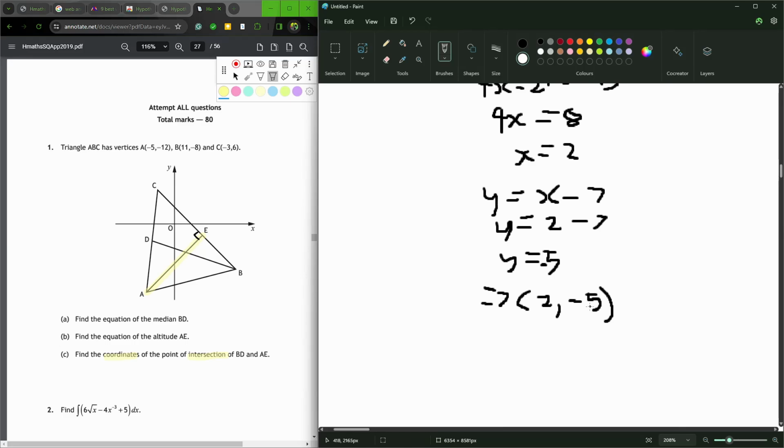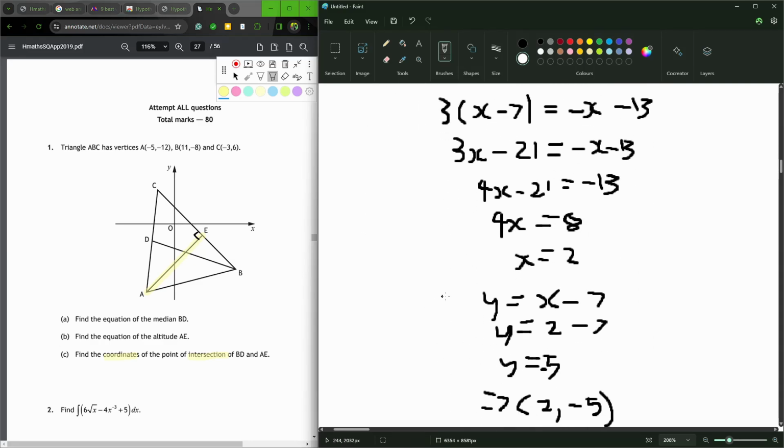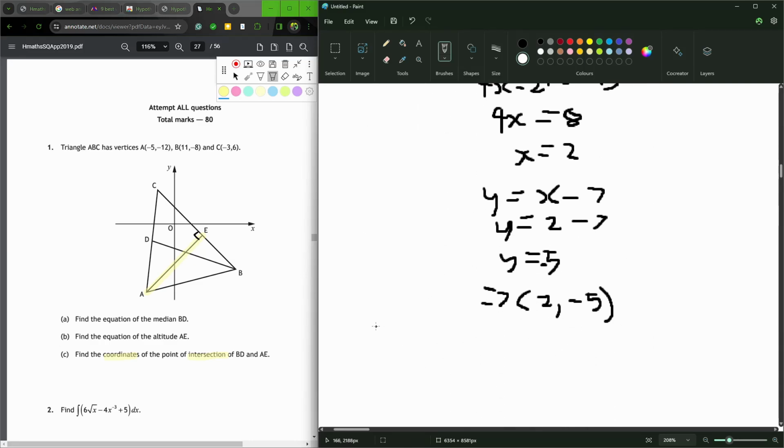And there you go. So if you want to double check this, you can put this through the second equation, just to make sure it all works. But yeah, that's all you need to do.